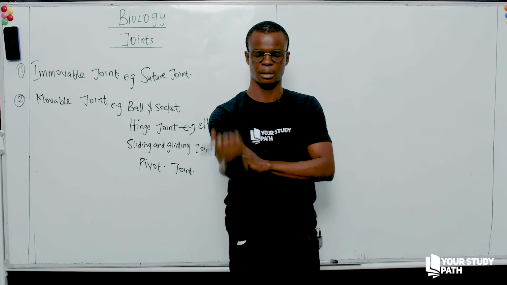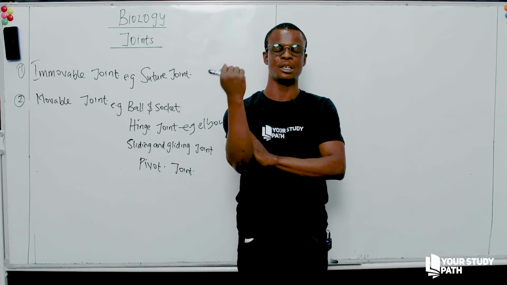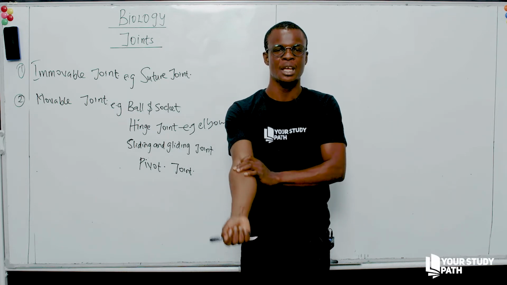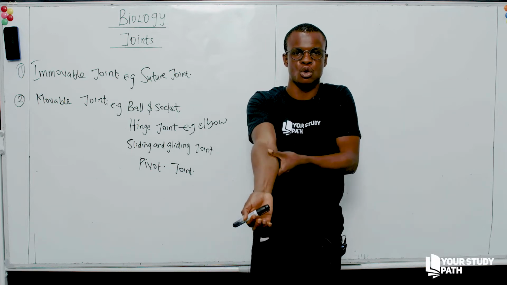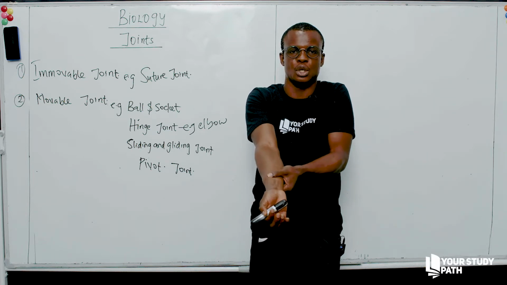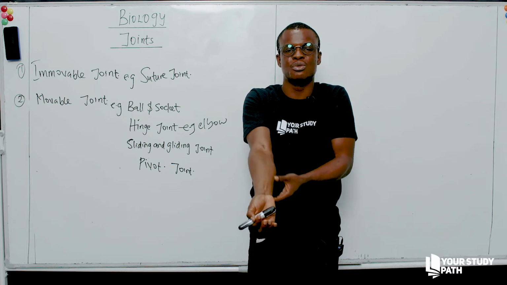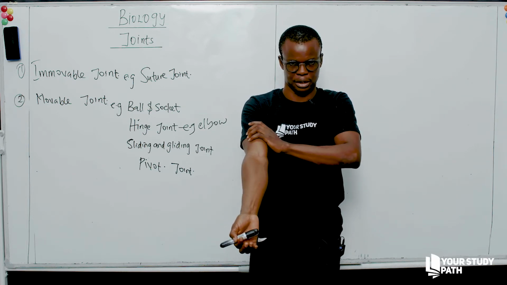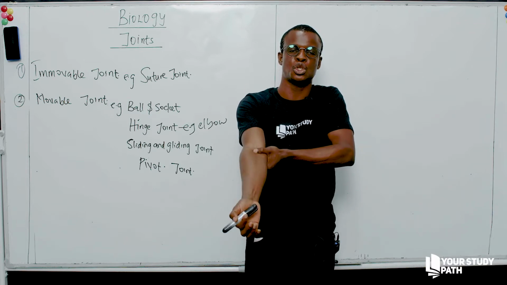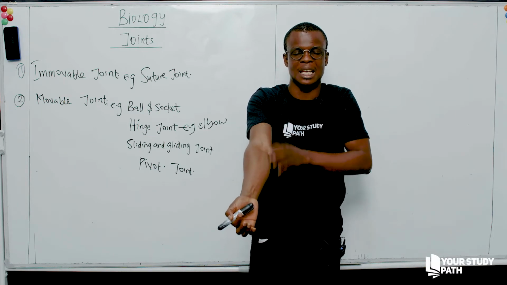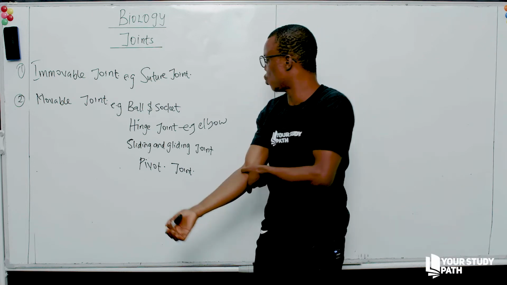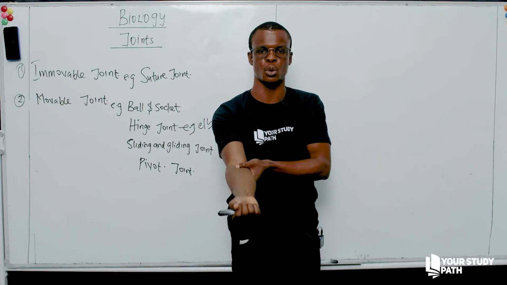So this is it. The hinge joint is the joint between the humerus and the radius and ulna. The two bones at the lower part of the arm are called the radius and the ulna. There's a connection between the radius and the ulna and the humerus. This junction, where these two bones are attached to the humerus, is called the hinge joint.